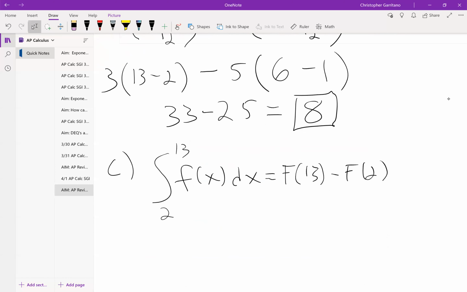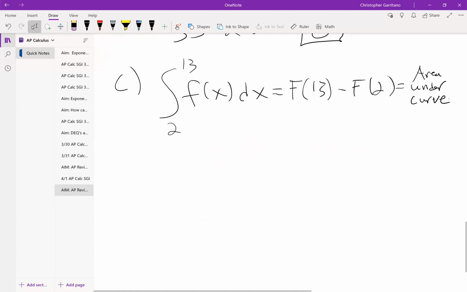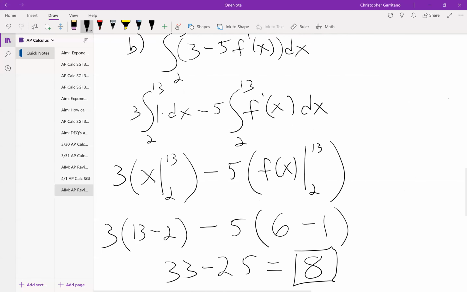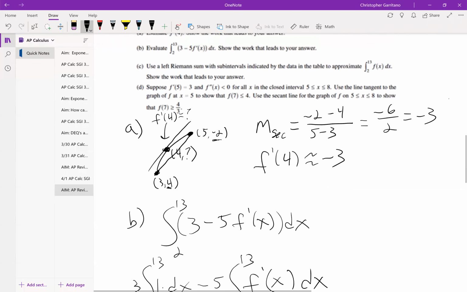But I also know that a definite integral is equal to the area under the curve from x equals 2 to x equals 13. Well, how do I estimate area under a curve? Well, I do so by using a Riemann sum. So we can say that the integral from 2 to 13 of f of x dx is going to approximately equal, in this case, a left-handed Riemann sum.